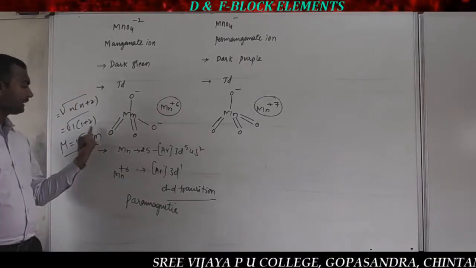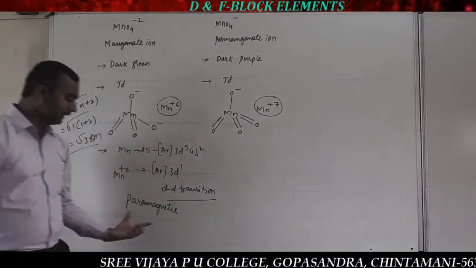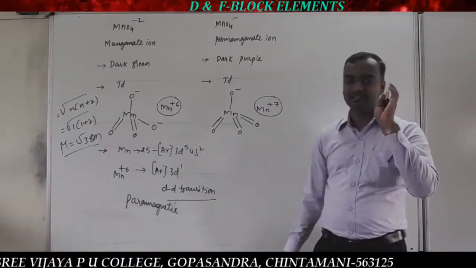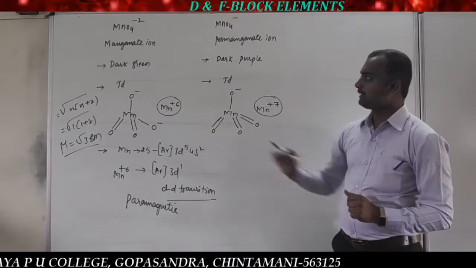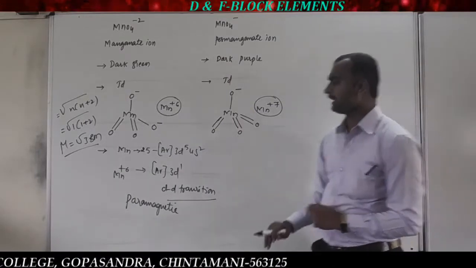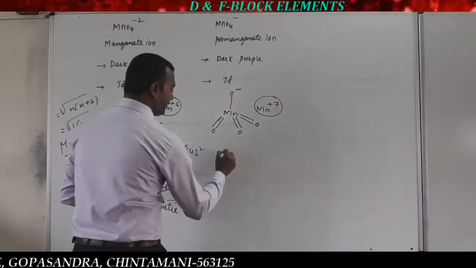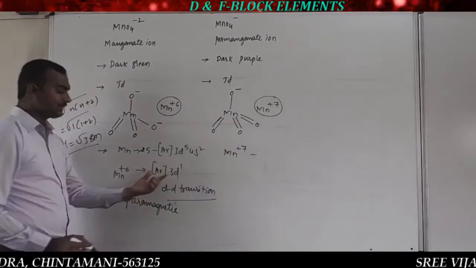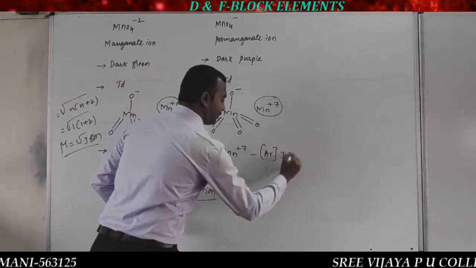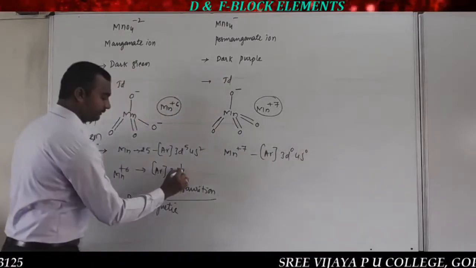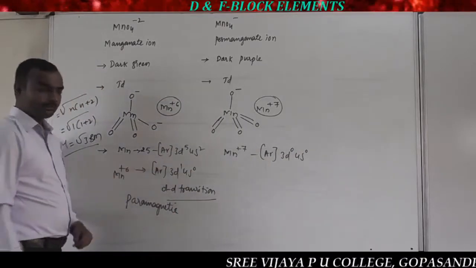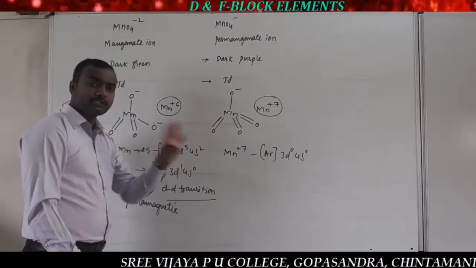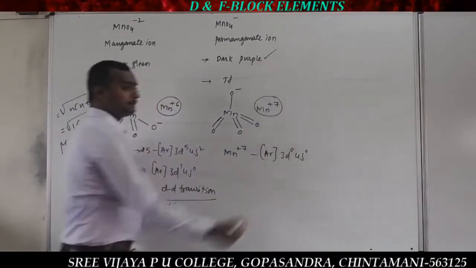So even if there is just one unpaired electron, it is paramagnetic. If there are no unpaired electrons, it is taken as diamagnetic. That is about the manganate ion. For the permanganate ion, you can calculate this yourself. Mn is in the +7 state. In the Mn +7 state, only argon remains: 3d0, and 4s is also 0. So in 3d0 there is no electron in the d orbitals.